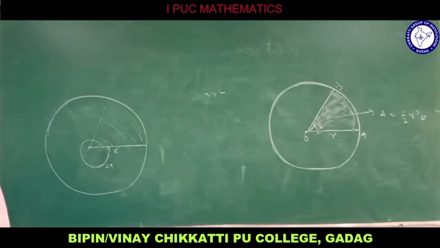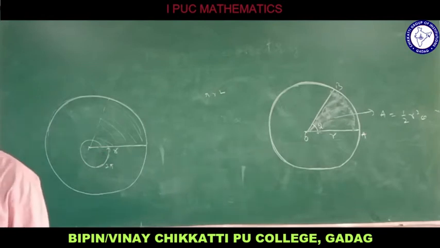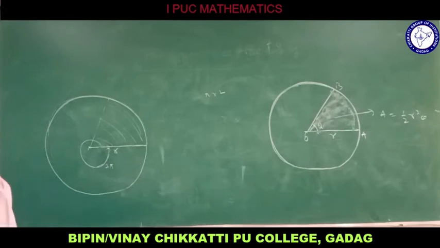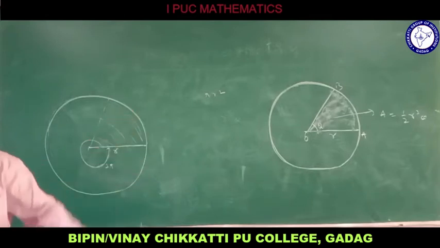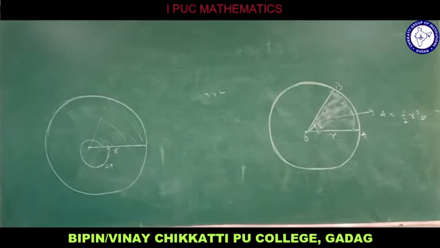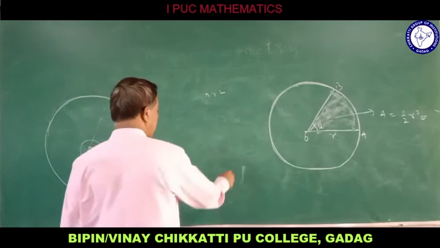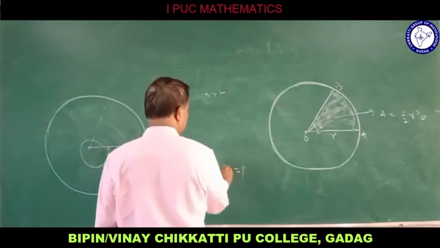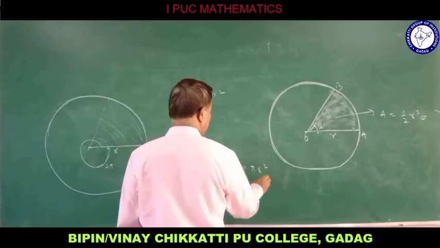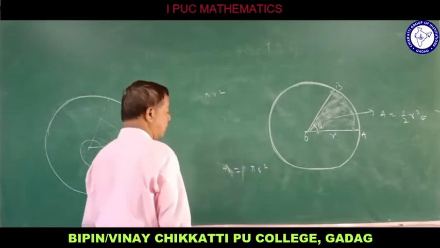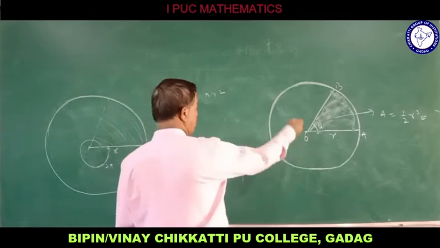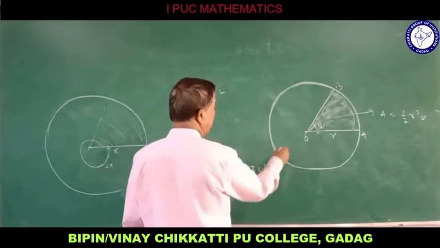Once again I explain: we know that for a circle of radius r, the angle 2 pi radian traces out the area pi r square. Therefore, the area of this sector AOB, where theta is the angle at the center, is given as follows. The area A, the total area of the circle, is pi r square, for the whole 2 pi.